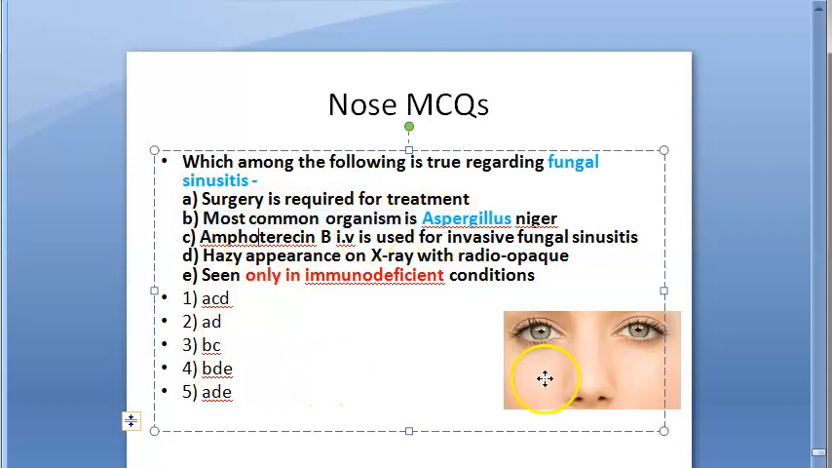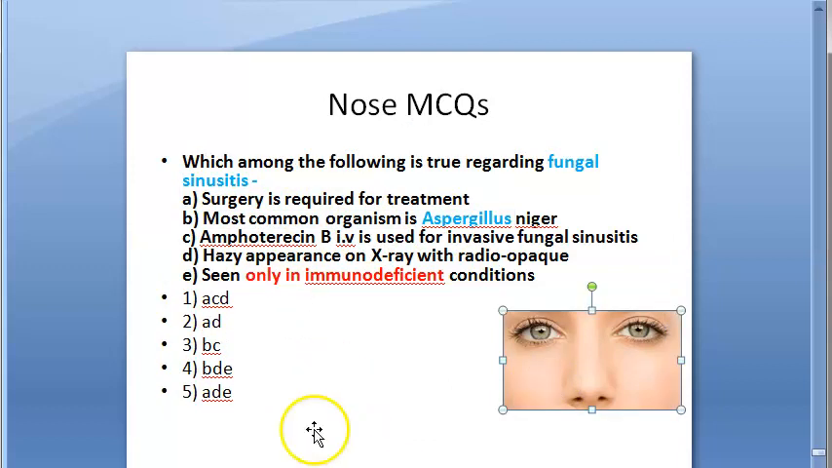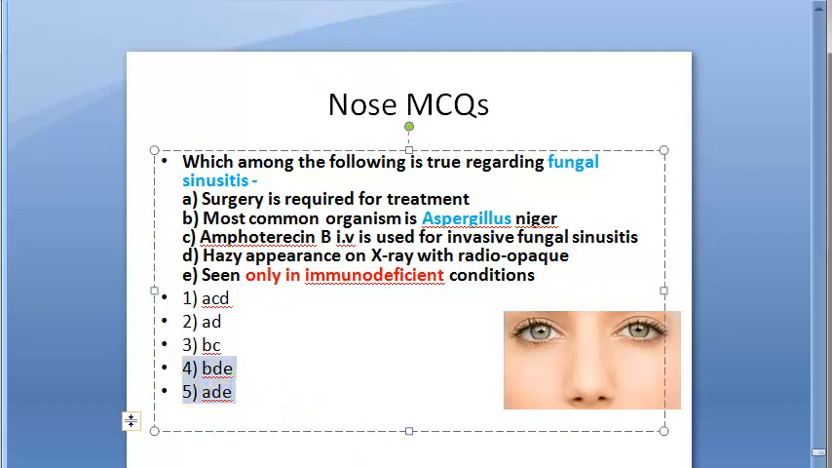Then let us look at the answer. What do you think the answer is, guys? Definitely E should not be there. So these two should go off, isn't it? So Aspergillus is correct, okay, but niger I think is not correct. So we'll remove B. So this one also we'll remove, okay. So either 1 or 2. So surgery is definitely correct, right? Because both have A. Then D is definitely correct. Hazy appearance on X-ray with radio opaque. So the only confusion here is against C, amphotericin B.